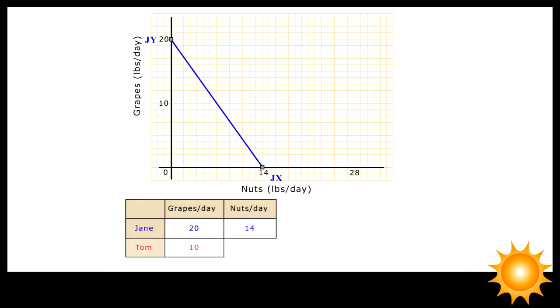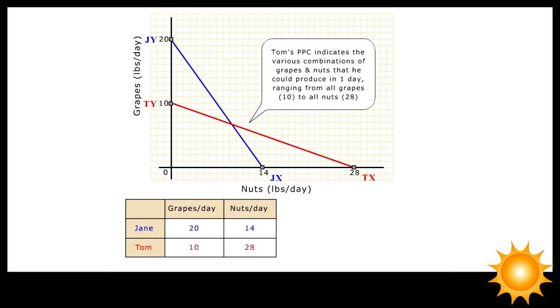The other worker, Tom, can produce a maximum of 10 pounds of grapes per day, or 28 pounds of nuts per day. We can draw Tom's linear production function similarly by linking the vertical intercept, 10, to the horizontal intercept, 28. The red line is Tom's PPC, or PPF.